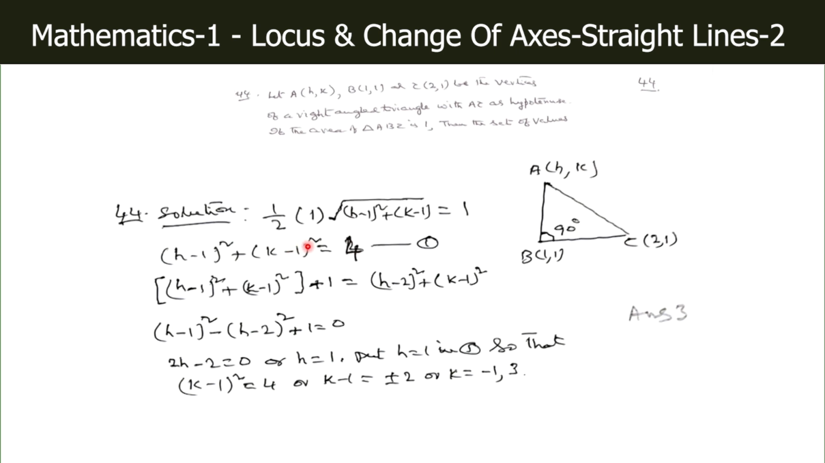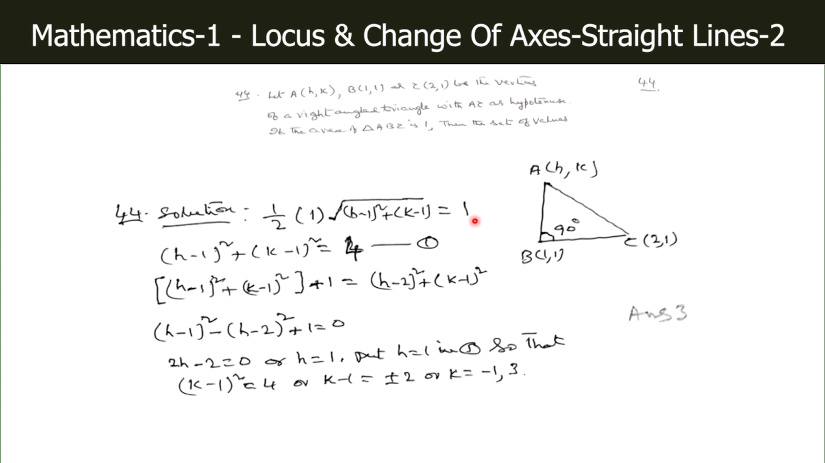Now, you know that the area of the right angle triangle is half base multiplied by the height. So, half of BC into AB. So, half of 1 into the square root of (h - 1) whole square + (k - 1) whole square is equal to 1. Because the length BC is 2 - 1, the length BC is simply 1 itself.